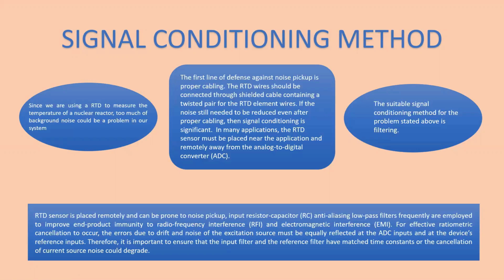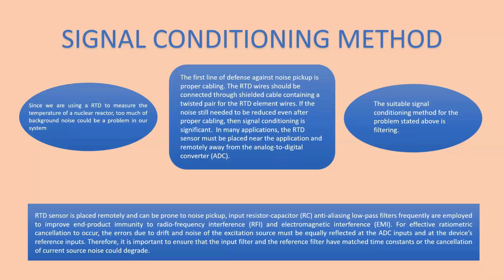The first line of defense against noise pickup is proper cabling. RTD wires should be connected through shielded cable containing a twisted pair for RTD element wires. If the noise still needs to be reduced even after the cabling, the signal conditioning is significant. In many applications, the RTD sensor is placed near the application and remotely away from the analog to digital converter. The suitable signal conditioning method for the problem stated above is filtering. The RTD sensor is placed remotely and can be prone to noise pickup.